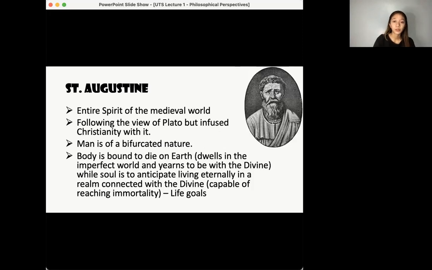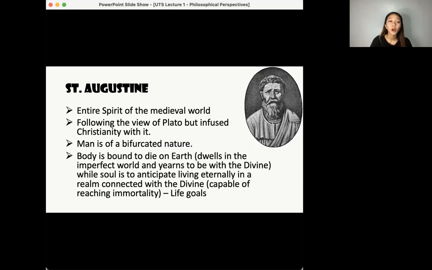Next philosopher. So, Saint Augustine. So, Saint Augustine is the entire spirit of the medieval world. So, siya yung religious aspect dito sa philosophy, sa mga philosophers natin. So, he is following the view of Plato but infused Christianity with it, di ba? Si Saint Augustine, he is a religious person. So, naniniwala siya sa idea ni Plato, pero hinaluan niya na ito ng religious aspect.